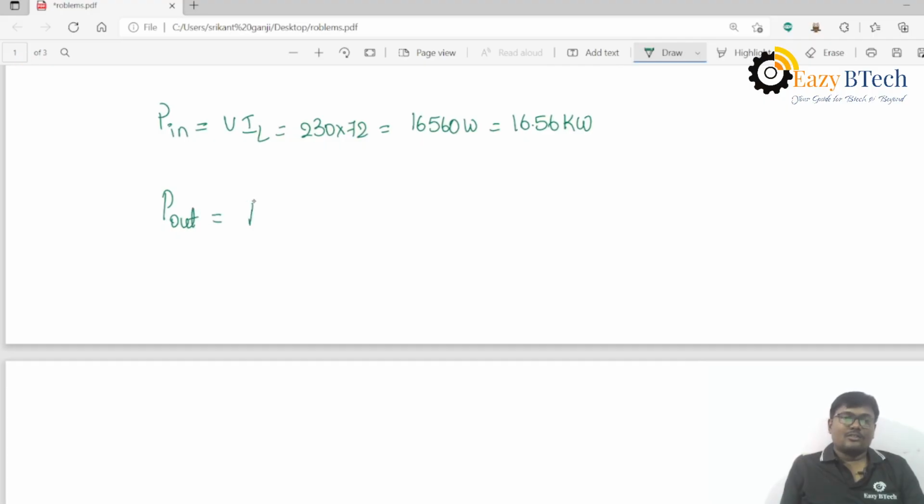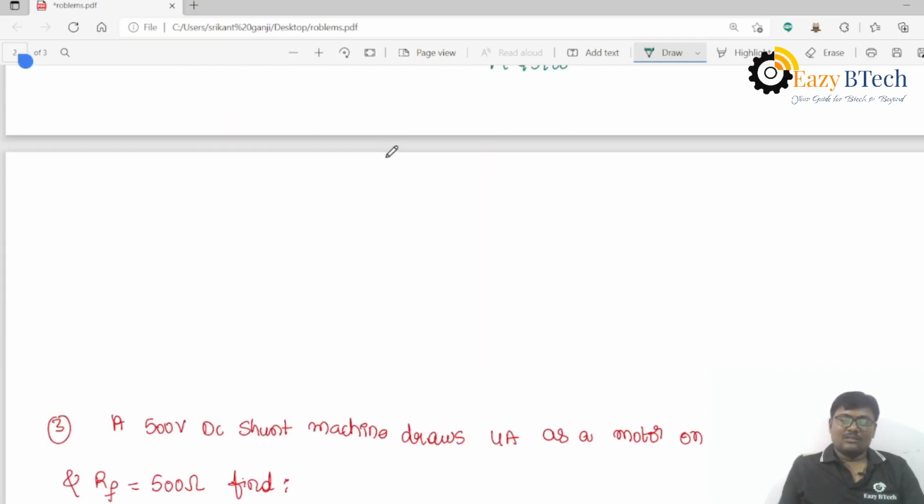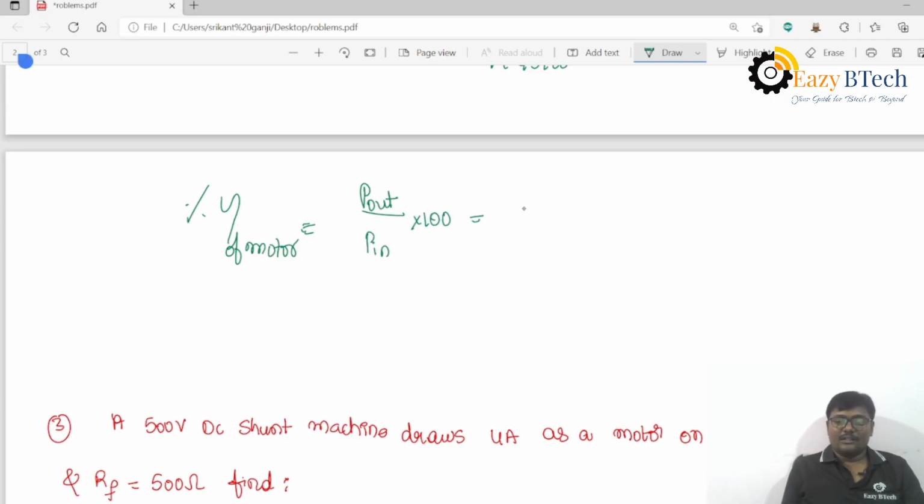Power output is equal to power input minus total losses. So 16560 minus 2128.2. Finally I get it as 14431 watts. So then finally calculate the efficiency of the motor. You can remember only one thing: under no load operating condition you can find out the constant losses. After that, if any load is given, calculate the armature copper loss at full load and total losses. Then you will find the efficiency of a motor.